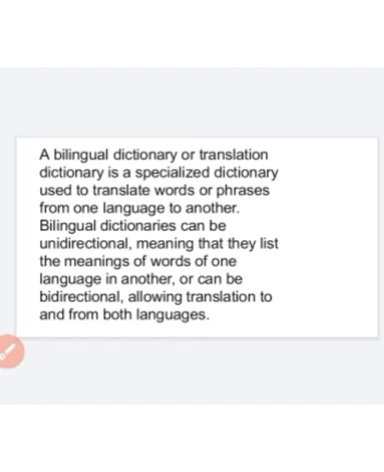These dictionaries are also called translation dictionaries. It's a specialized dictionary used to translate words or phrases from one language to another. Bilingual dictionaries can be unidirectional, meaning that they list the meaning of the word. Unidirectional means English to Malayalam: for all the English words you can see a Malayalam word. But in some other cases, both English to Malayalam and Malayalam to English, bidirectional, are also available, allowing translation from and to both languages.